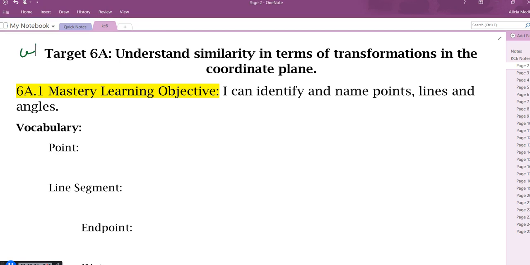Hey guys, in this video we're going to be covering activity 6A.1. Our master learning objective is I can identify and name points, lines, and angles.